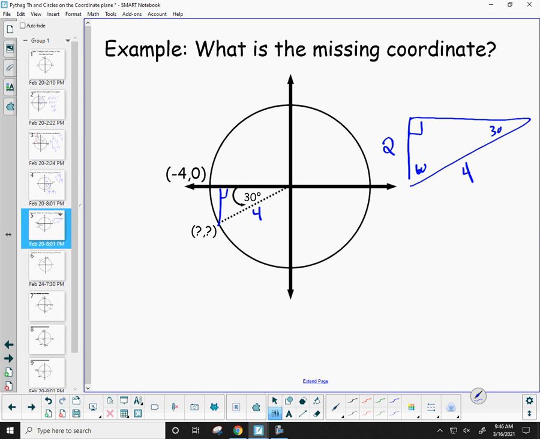What's my long leg going to be? 2 radical 3. Okay, so I have a 2 and a 2 radical 3. All right, so how far did we travel on my x-axis? Positive or negative? Negative 2 radical 3. How far did I travel on my y-axis? Negative 2. Is that okay?